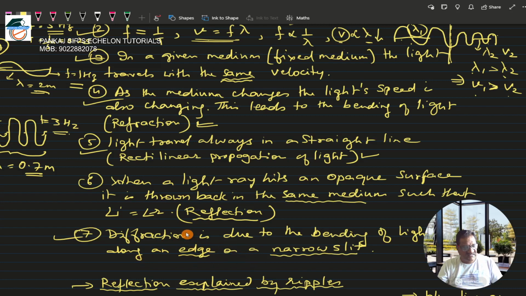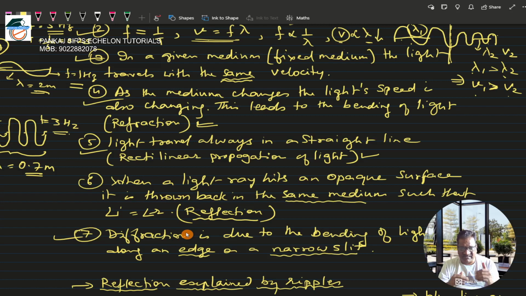Now, diffraction is not an automatic change in direction, or it is not the change in direction of the light because of the light traveling from one medium to another medium. No, that is refraction. Diffraction is again the change in the direction of the light, that is the bending of light, but this time it will be in the same medium, okay, but when there is an edge, a corner coming in its path, or when there is a narrow slit through which the wave has to pass.